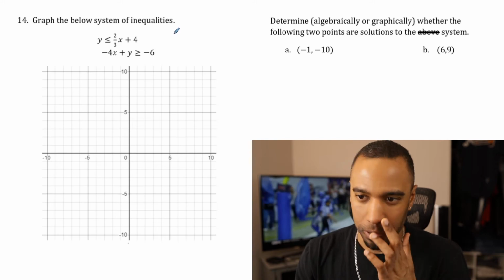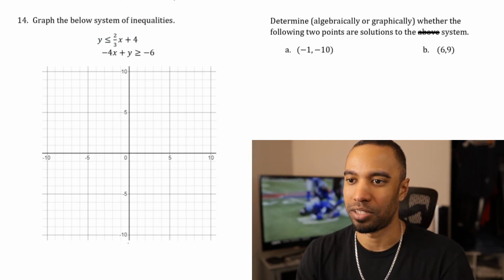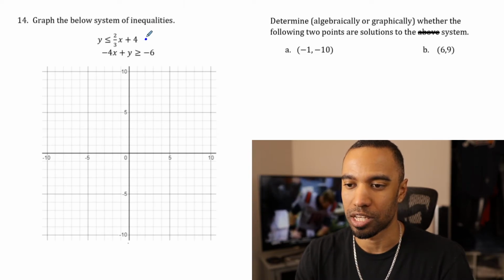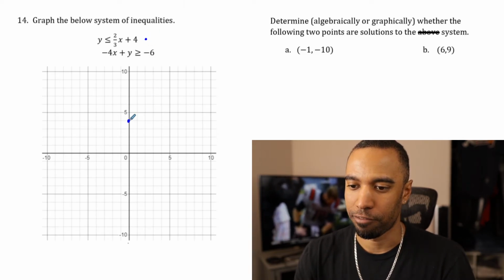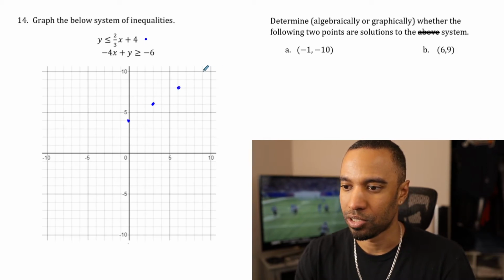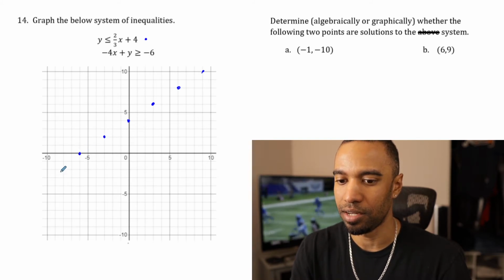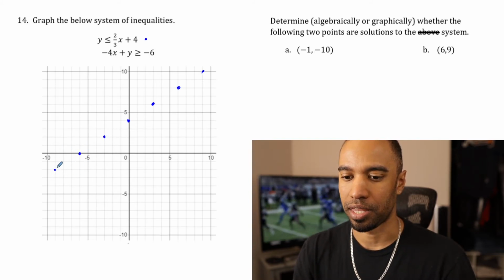All right, graph the below system of inequalities. So this top one, I have slope-intercept form. Y is less than or equal to 2/3 x plus 4. I'm going to start at 4 right here, and I'm going to rise 2, run 3. You know the drill. Plot the points. To talk about this a little further, because it's less than or equal to, it will be a solid line, and I will be shading underneath it.